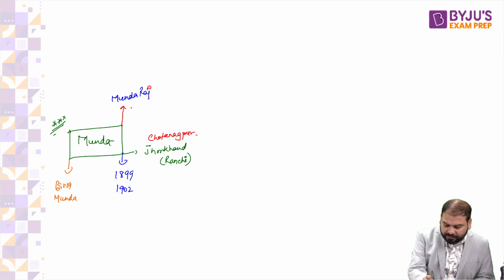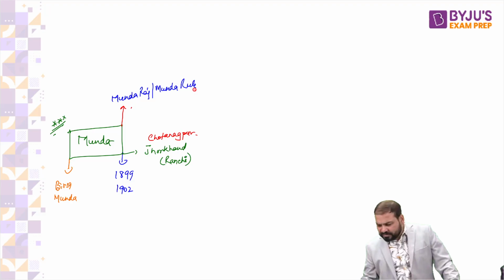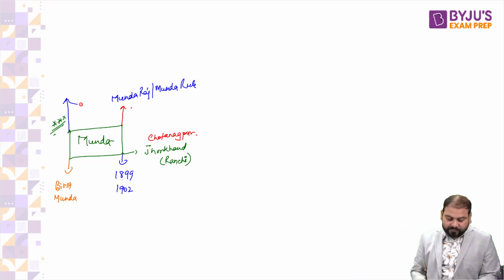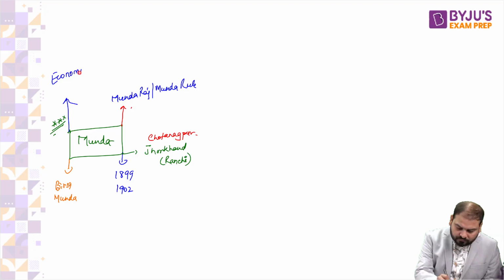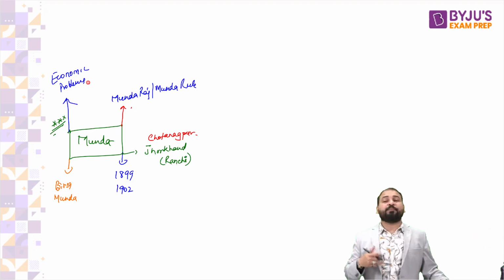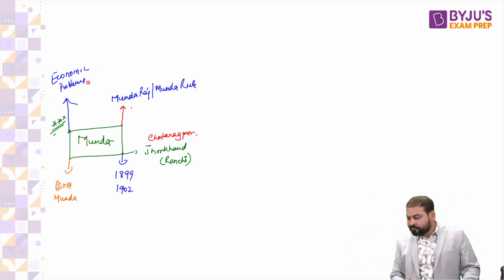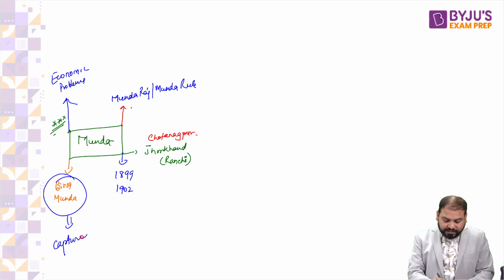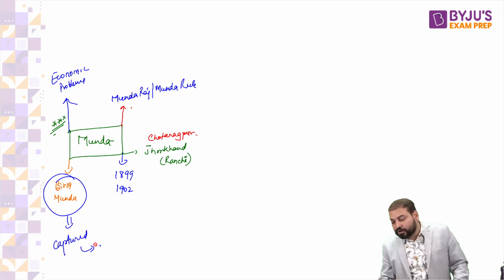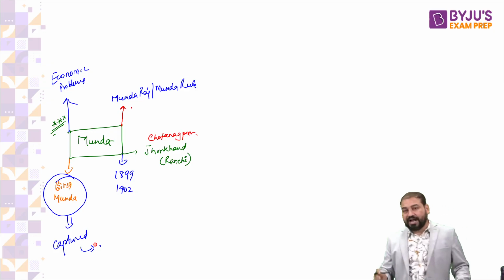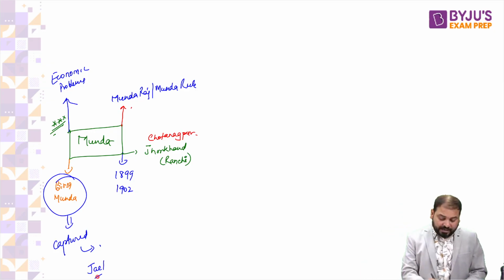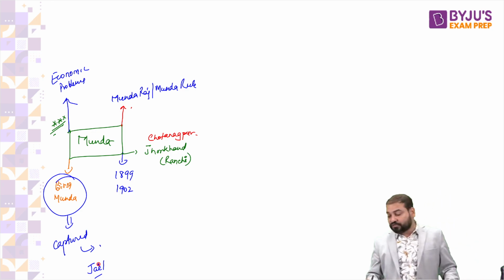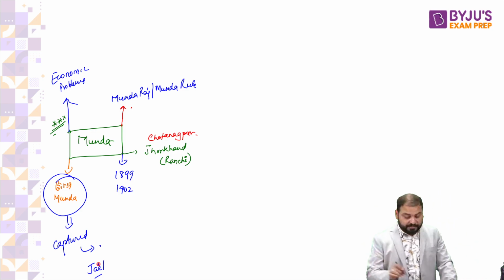What does he want to do? He wants to establish Munda Raj or Munda rule. Same economic problems here also. The Britishers have come, they have taken Munda lands, and these people are struggling against the Britishers. Unfortunately, the same end will happen. He was captured later by the Britishers, and this revolt got suppressed. Birsa Munda died in jail itself. And guys, some people accuse the Britishers of foul play in this.